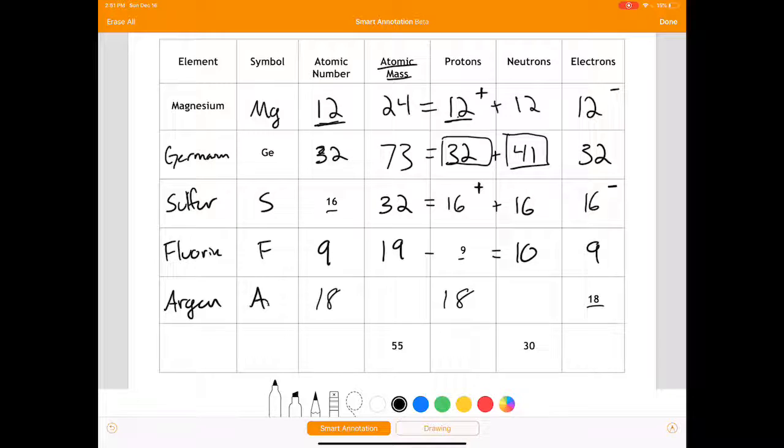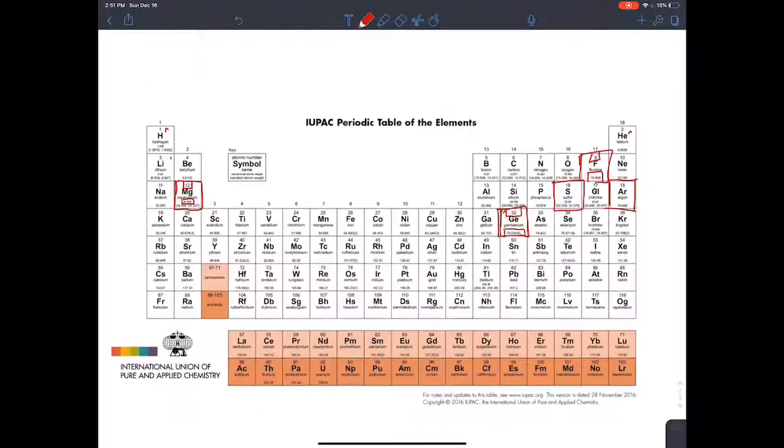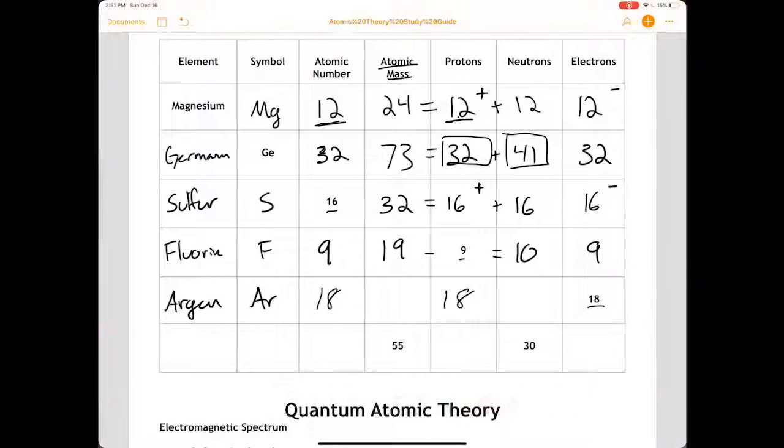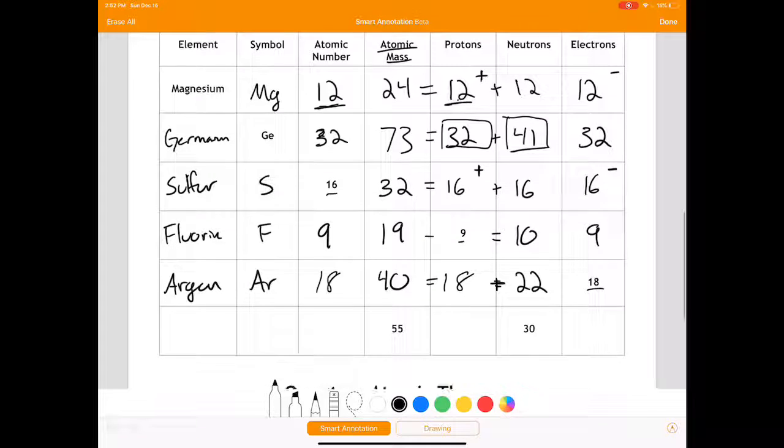Argon, Ar. Okay, the atomic mass of argon, 39.9, which is just 40. 40 minus 18 is going to equal 22. 40 minus 18 equals 22, so 22 plus 18 equals 40, and that's how you figure out your atomic mass.